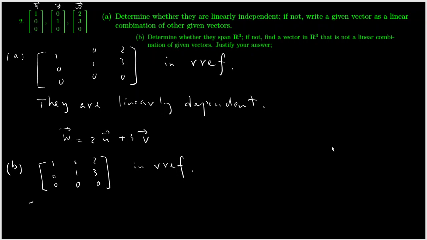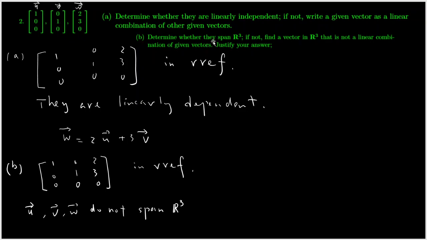I just say they do not span R3, or more precisely, so we can say U, V, and W. This set consists of three vectors U, V, and W. They do not span R3. You have to say they do not span what? Okay, they do not span R3.